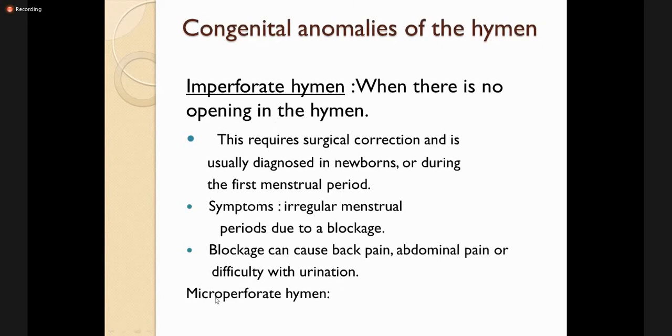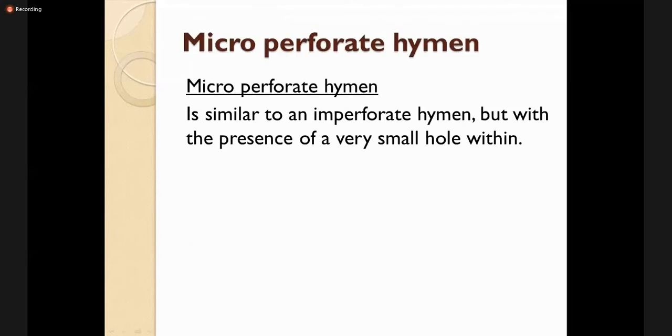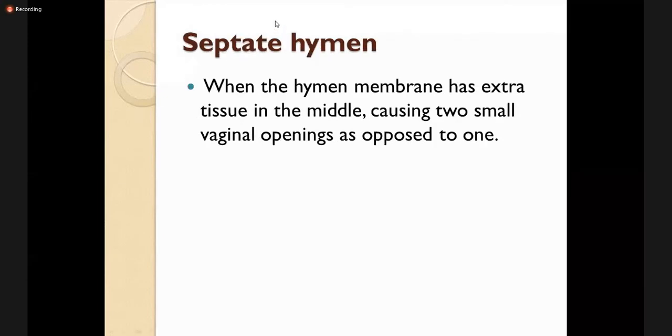There's another type of hymenal abnormality, which is microperforate hymen, similar to that, except for a very small perforation within the hymen. Septate hymen is when the hymen membrane has extra tissue in the middle, which can cause two small vaginal openings as opposed to one.